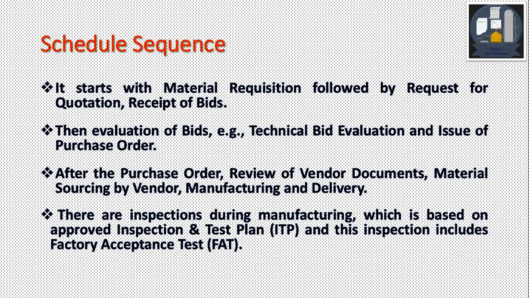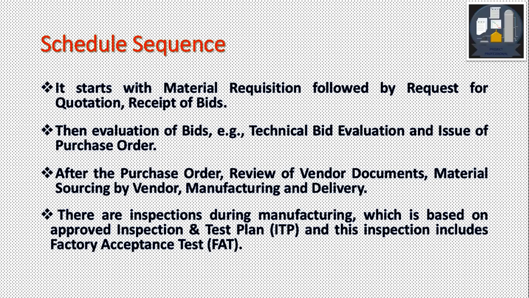The schedule sequence of the material procurement. The material procurement starts with material requisitions. The material requisition is issued. That is the point from where the material procurement starts. It is followed by the request for quotation, RFQ, then receipt of bids, then evaluation of bids, as we stated earlier. The evaluation of bids, the technical bid evaluation, TBE, and there is also a commercial bid evaluation, CBE, the price part.